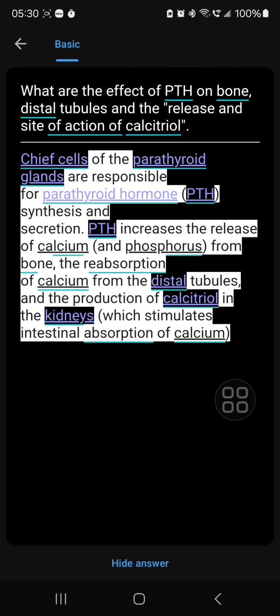Chief cells of the parathyroid glands are responsible for parathyroid hormone synthesis and secretion. PTH increases the release of calcium and phosphorus from the bone, the reabsorption of calcium from the distal tubules, and the production of calcitriol in the kidneys, which stimulates intestinal absorption of calcium.